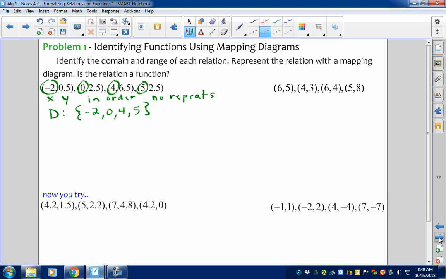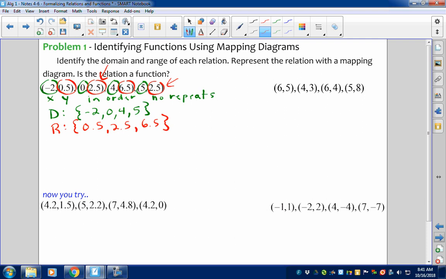And then the range, I'm going to look at just the y values here. I have 0.5, 2.5, 6.5. You see how this one and this one is repeated? So I'm not going to write it twice. I'm only going to write it once in my list. So draw a capital R for range. Do fancy brackets for the set. And we're going to start with the smallest number in the list of all the red circles I have here. These are all the y values or dependent variables. I have 0.5, 2.5. I'm only going to list it once. And then 6.5. And that's my range.